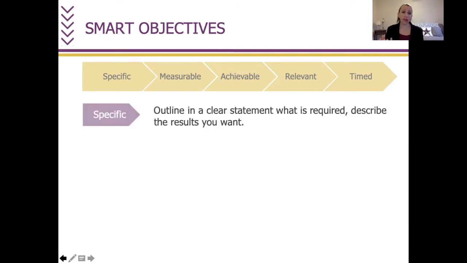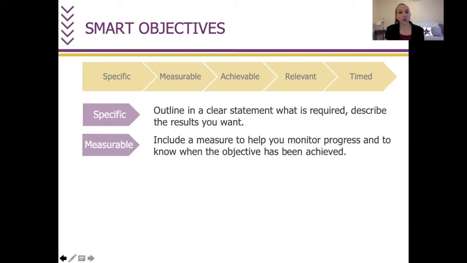So the first one, it's specific. So basically what you want to do with specific is write down a statement of what it is you're trying to achieve. And put as much detail as you can in that statement. Then think about how you're going to monitor your progress. So what measures are you looking at? What KPIs are you looking at? How will you know that you've achieved what you set up to do?